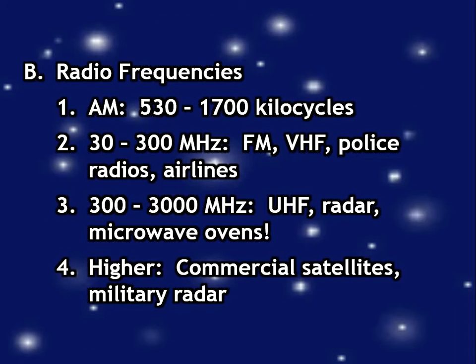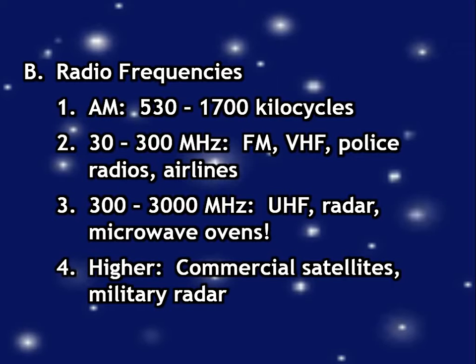First up, radio frequencies. The AM band covers from 530 to 1700 kilocycles. So if you're listening to the news station in Raleigh, AM 680, that is broadcasting on the AM band, amplitude modulation, at 680 kilocycles.